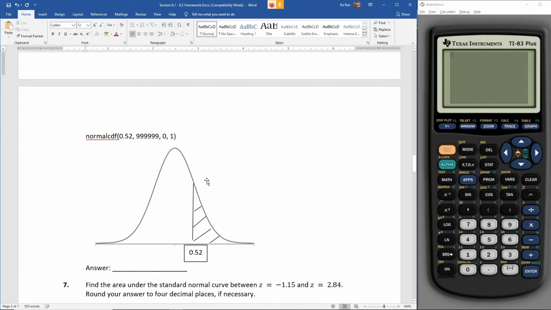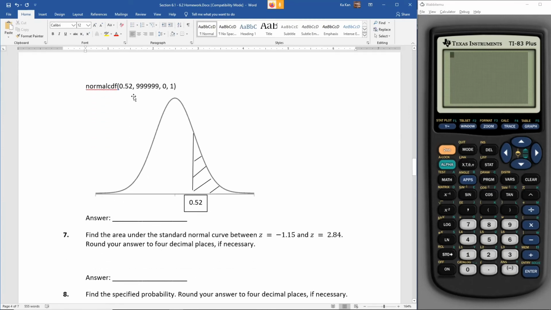So I drew the picture here. This is basically what you should come up with, because to the right of 0.52 will be right here. That's the left bound of this shape. The right bound is 999,999, to imitate infinity. The mean is 0. The standard deviation is 1.